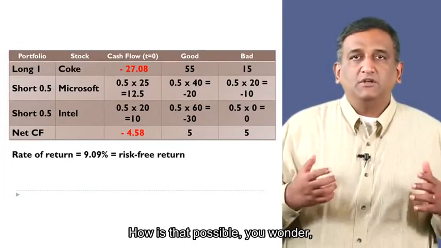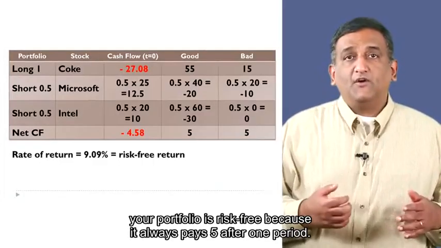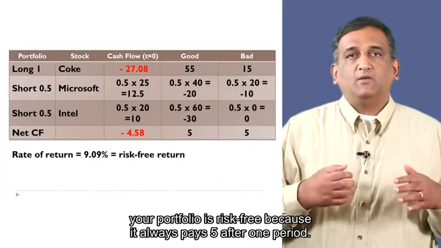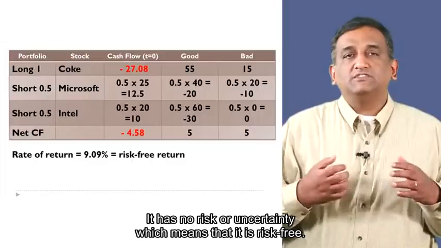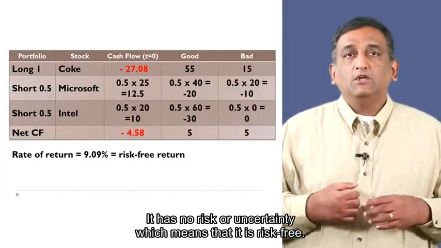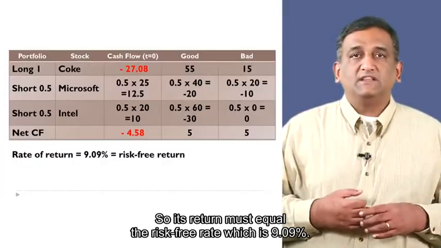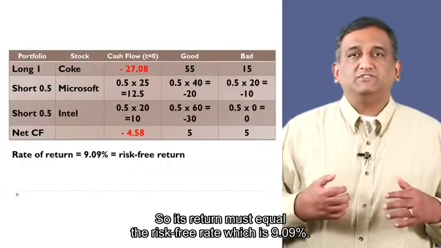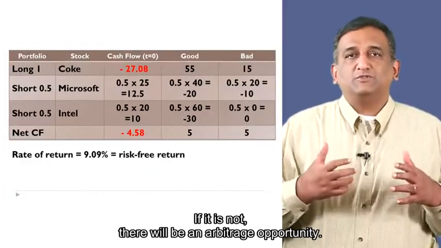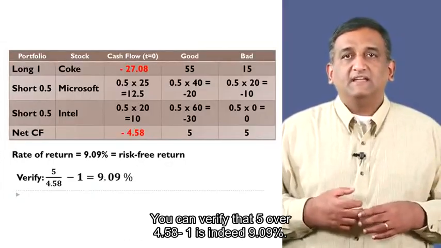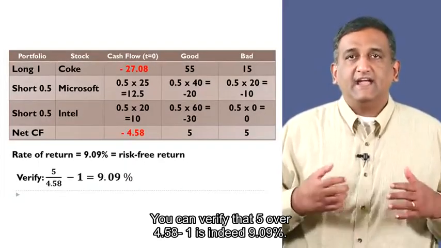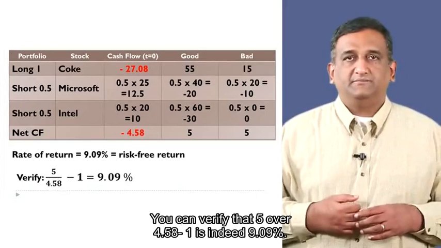How is that possible, you wonder? The portfolio is risk-free because it always pays 5 after one period. It has no risk or uncertainty, which means that it is risk-free. So its return must equal the risk-free rate, which is 9.09%. If it is not, there will be an arbitrage opportunity. You can verify that 5 over 4.58 minus 1 is indeed 9.09%.